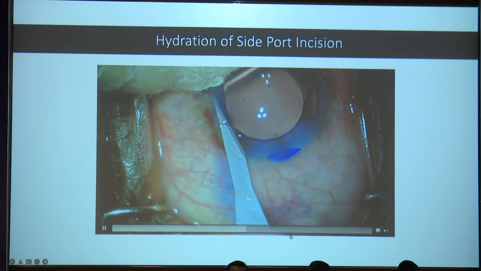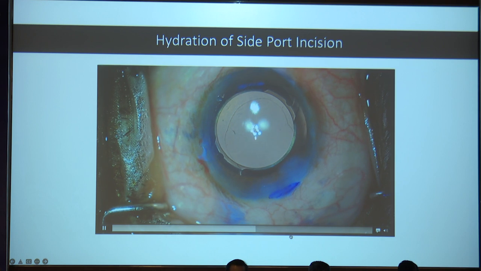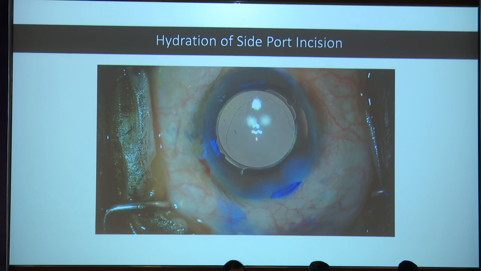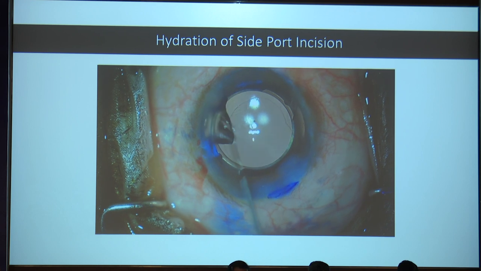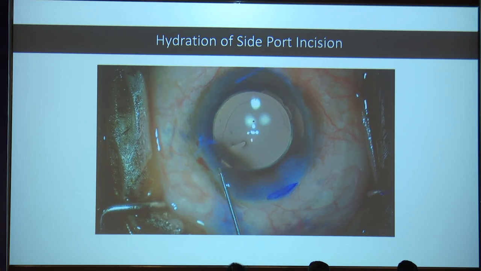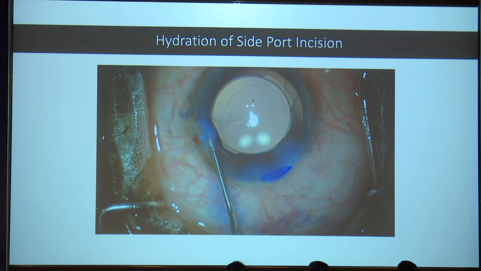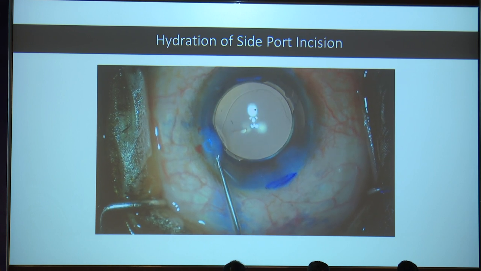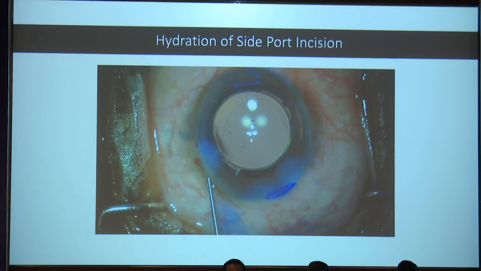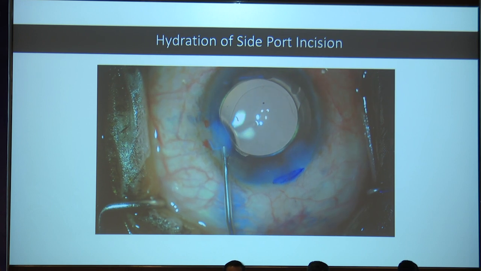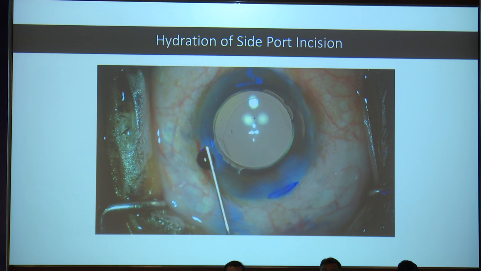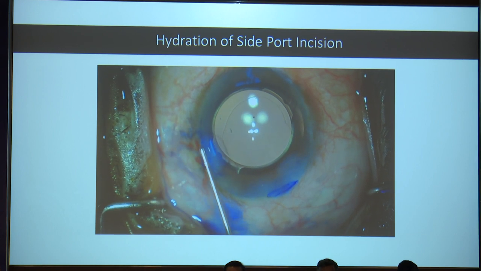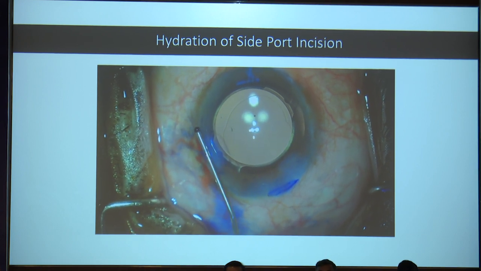Similarly, you can do it for the side port incisions as well. You can hydrate the side port incisions if they are leaking too much. So you hydrate the roof of the incision, and then your incision becomes watertight. You can appreciate there's hardly any flow of the dye.